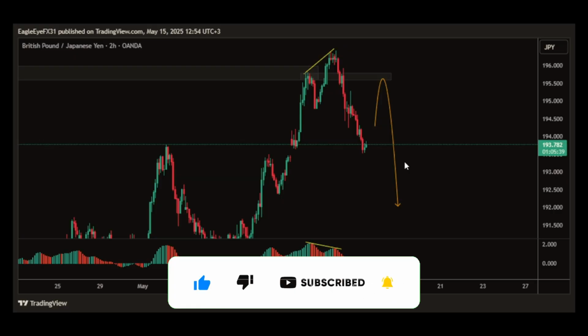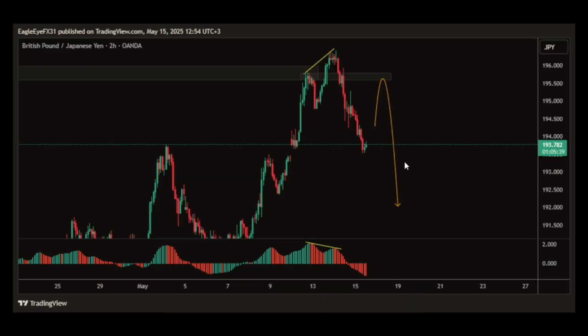I want to show you a few examples, both on currencies and on synthetics. This is my most trusted strategy, and it works on both forex and synthetics. So it doesn't matter what you trade, whether you trade currency pairs or synthetic indices, this is the strategy for you.